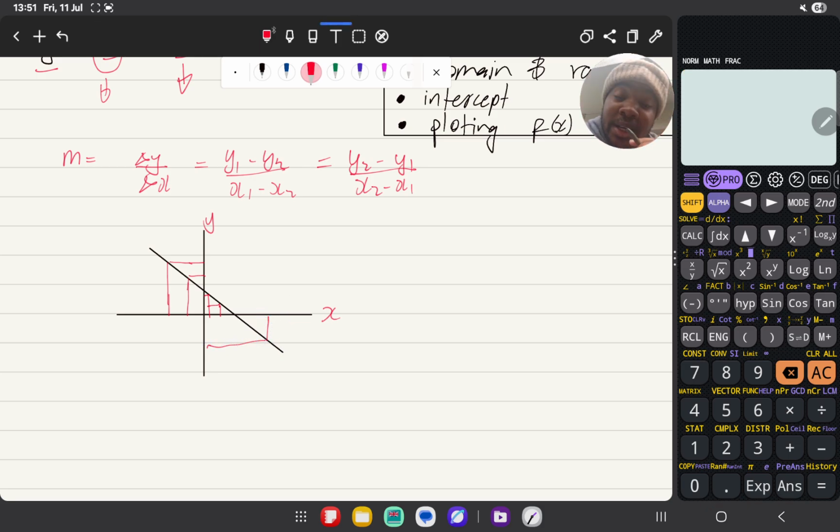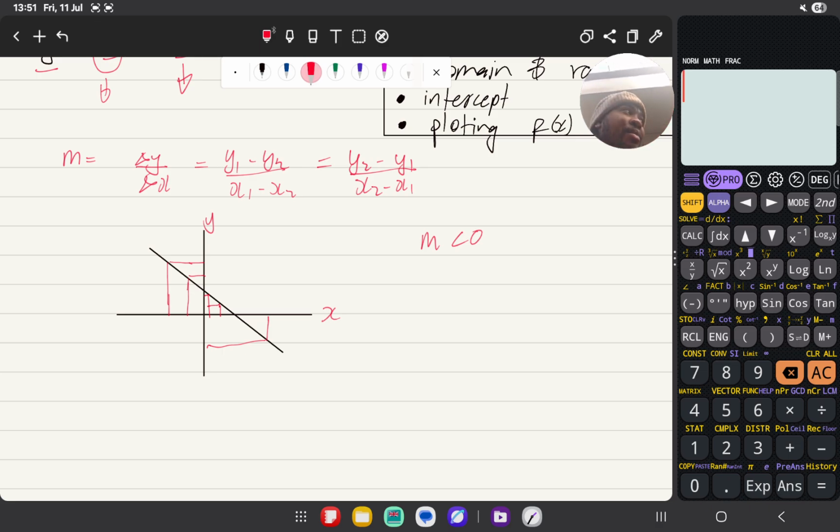So the relationship here is that if we have a negative gradient, so if m is smaller than 0, that's a negative gradient, then as x values increase, y value decreases. As y value decreases, x value increases, right?